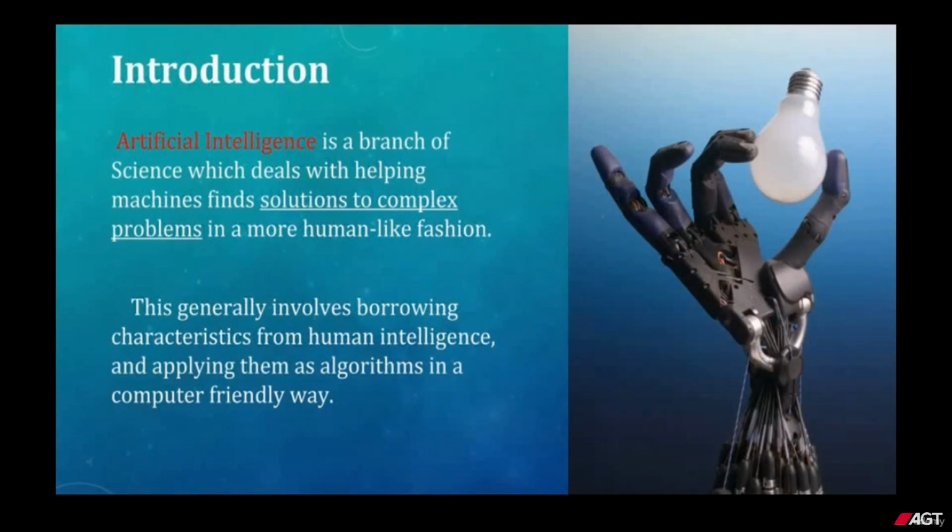What is AI? AI is the branch of science which deals with helping machines find solutions to complex problems in a more humanlike fashion. It generally involves borrowing characteristics from human intelligence and applying them as algorithms in a computer-friendly way. ChatGPT is especially designed as a branch of AI. OpenAI is the company that developed ChatGPT.